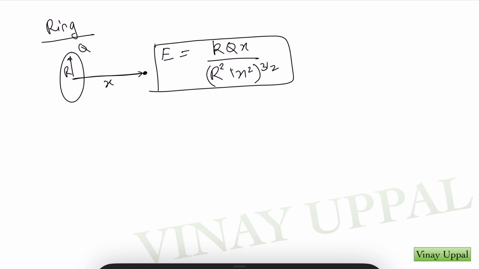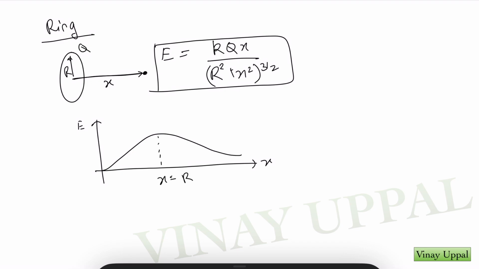And if I plot the electric field versus x, there comes out to be a maxima. And that maxima comes at x equal to r by root 2. You can just differentiate this electric field and calculate the location of its maxima. And of course, by symmetry, the electric field is along the axis of the ring. It will be away from the ring if the ring is positively charged, and it will be towards the ring if the ring is negatively charged.